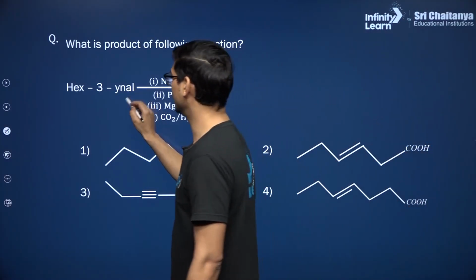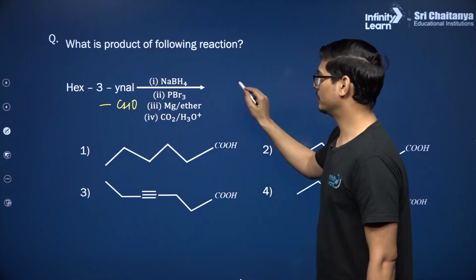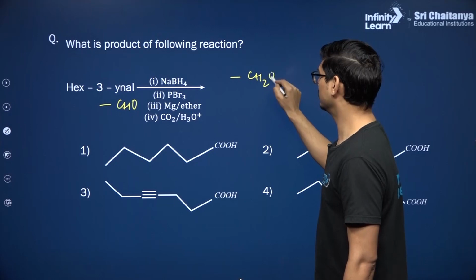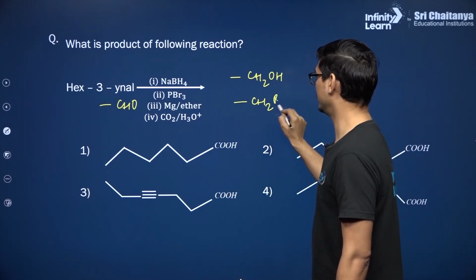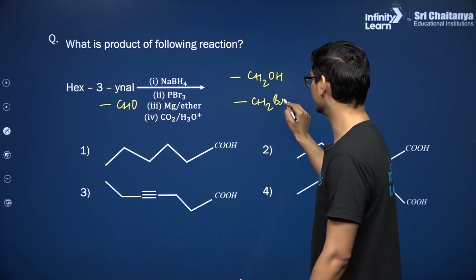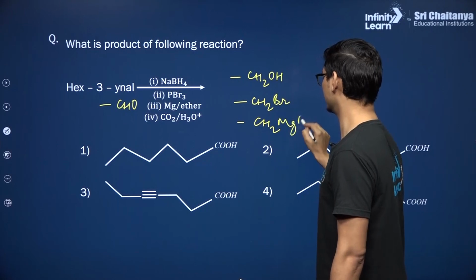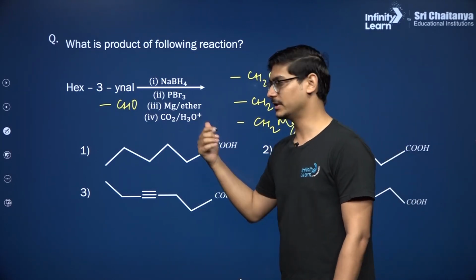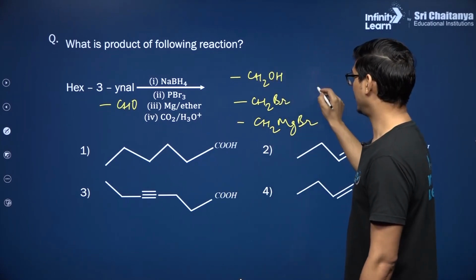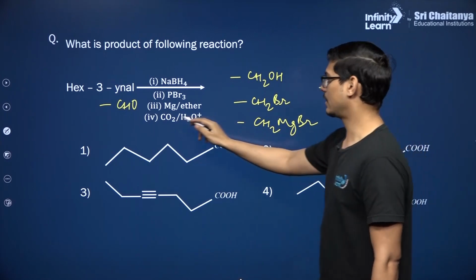So hex-3-enal, so there is an aldehydic linkage. NaBH4 reduces that to alcohol, right. PBr3 converts that to CH2Br, a nucleophilic substitution reaction. Mg in ether converts that to Grignard reagent, so CH2MgBr, and when you react it with carbon dioxide, it's an electrophilic attack, right, so that is converted to CH2COOH, right, so carbon dioxide is joined.